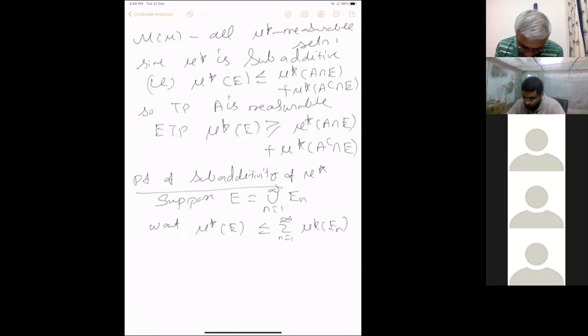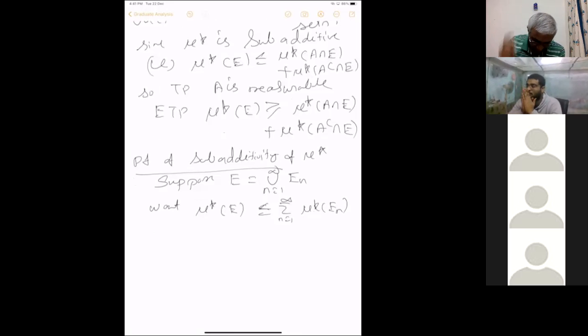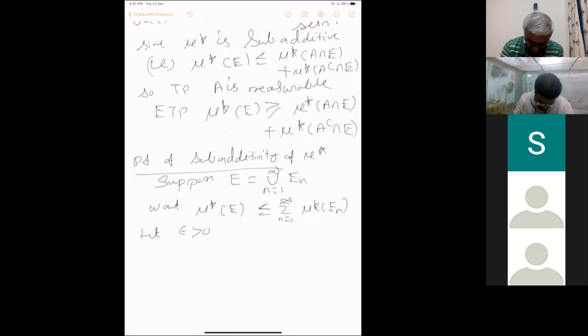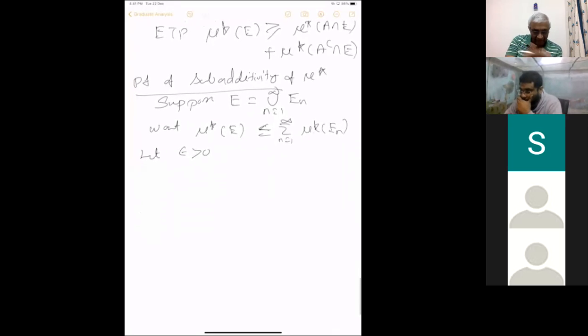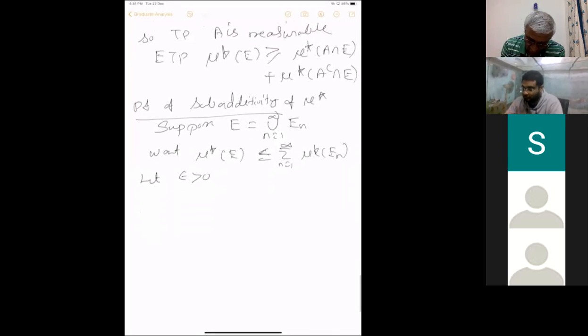So what do we have to prove? You know this epsilon trick. We will prove that the sum of mu star En plus epsilon is greater than mu star of E for all epsilon. Then for any arbitrary epsilon, that will prove this inequality. So we have to use epsilon. Let epsilon be greater than 0, something arbitrary. But we have n here, so we have to use epsilon by 2 power n, which will sum to epsilon.